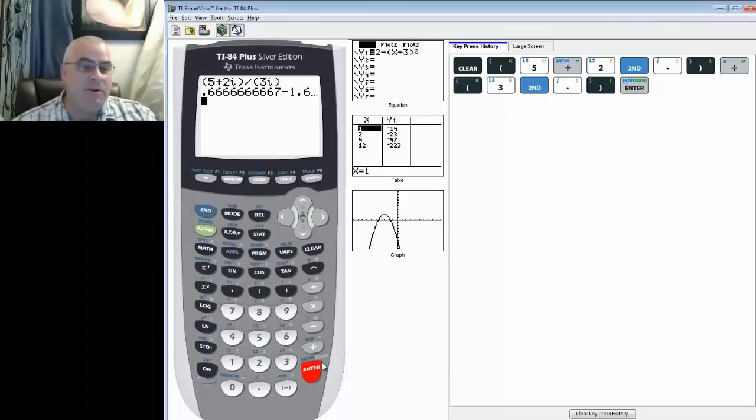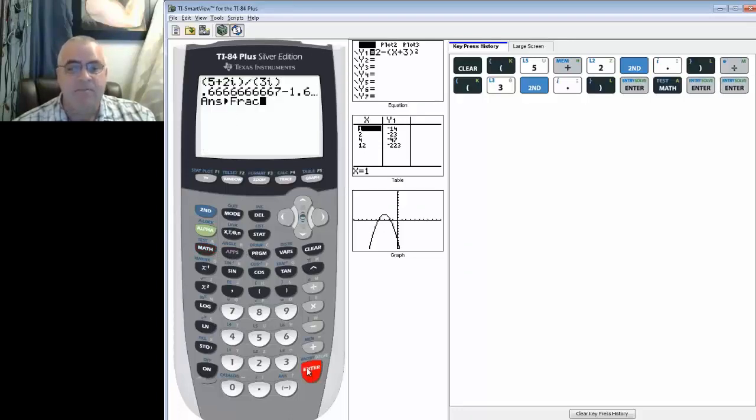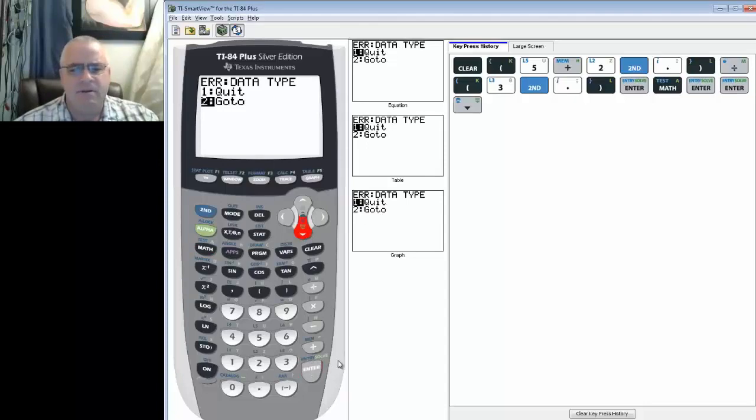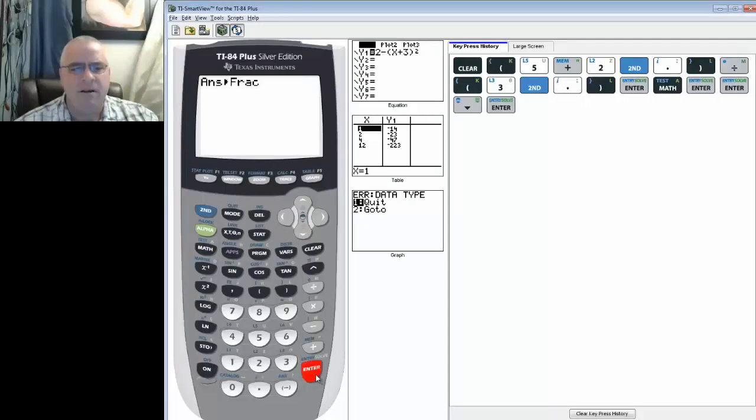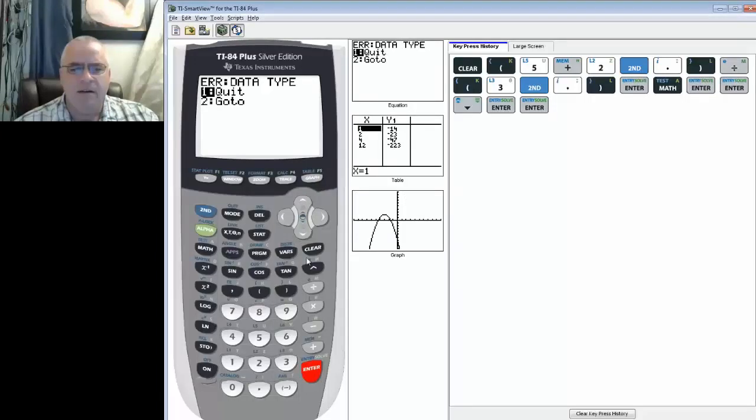If you remember from earlier in the course, whenever we get decimals, we can change decimals to fractions by doing math, enter. Yep. What did I do wrong? That's interesting. Let me try that again. Second enter.